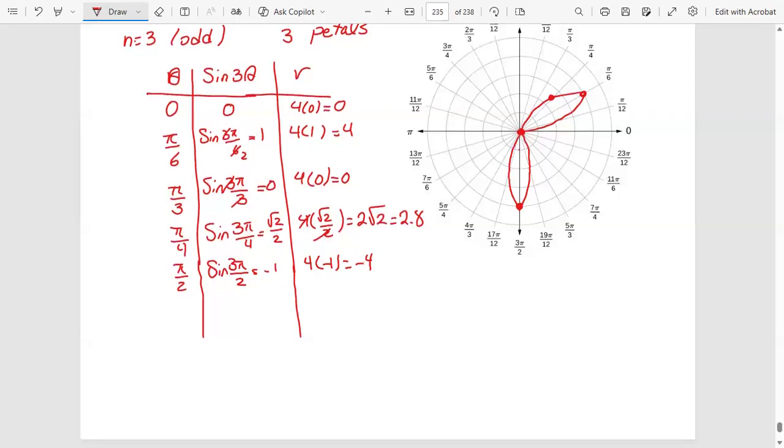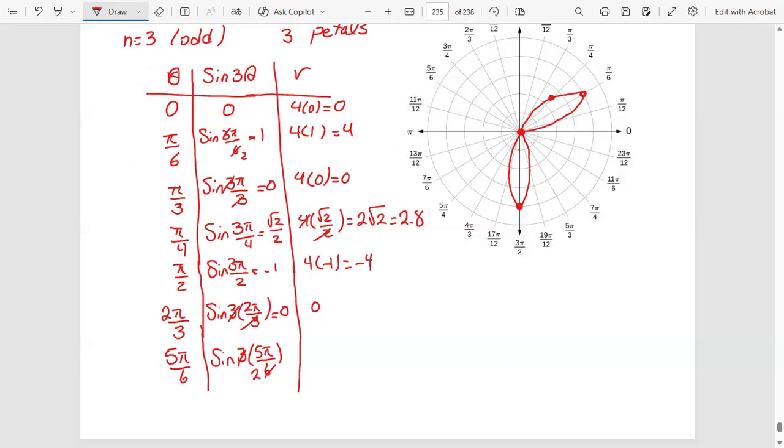I'm going to keep replacing numbers for theta. If I replace 2 pi over 3, that means I want to find the sine of 3 times 2 pi over 3, which is sine of 2 pi. It's a 0, so it's a 0. If I replace 5 pi over 6, that means I want to find the sine of 3 theta, which is 3 times 5 pi over 6. If I simplify 3 and 6, that gives me 5 pi over 2.